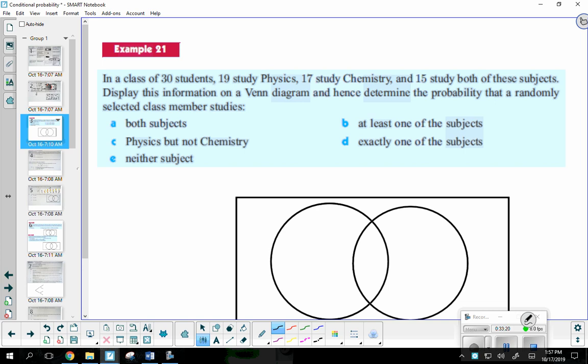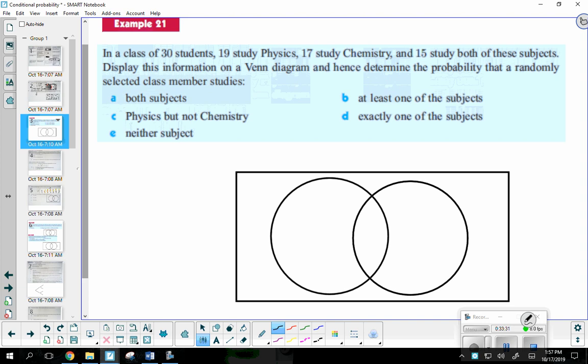So let me give you a couple minutes. You can also discuss this with your Venn buddy, see if you're getting the same type of diagram. All right, just so everybody's on the same page, let's say that this left circle is physics, and this one will be chemistry. Ultimately, it really doesn't matter, and we're in a class of 30 students.